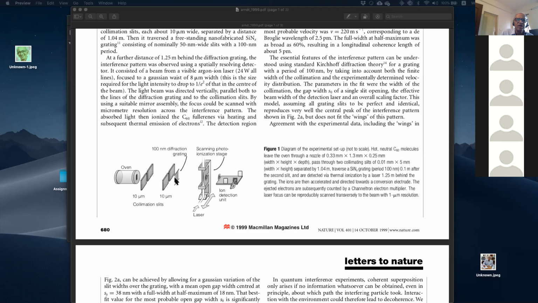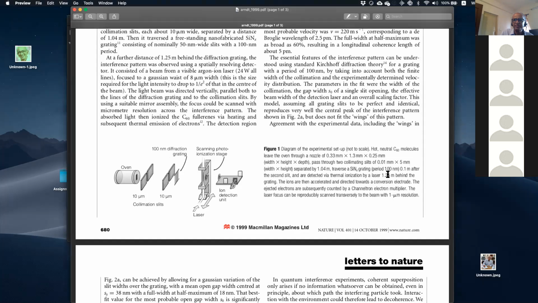And then you allow it to pass through a diffraction grating. Don't worry about what it is, but essentially it has slits which are at a distance of 100 nanometers each. And then there is a detector. If you look at the problem, the detector is at a distance of 1.25 meters. You can see it here. So the detector is 1.25 meters behind the slits. So that is the situation.